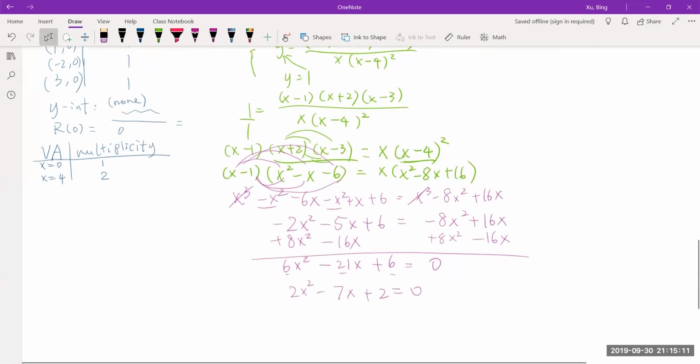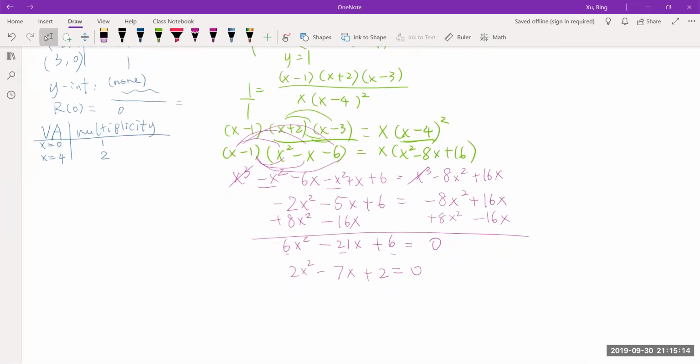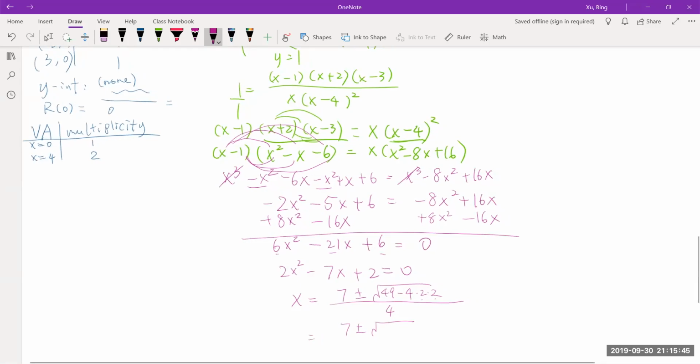This is pretty obvious to me that this is not factorable. Now let me just solve it by using the formula. 7, that's negative b, plus or minus square root of b squared, 49 minus 4 times 2 times 2, 4ac, divided by 2 times 2, 4.